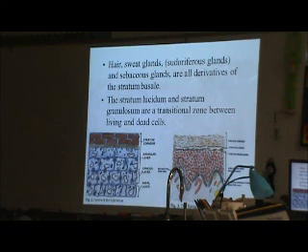Stratum basal is the synonymous term for the stratum germinativum. They're interchangeable. So they're coming off of the stratum basal? They're not coming off of. They are being produced by the stratum germinativum. Those epithelial cells are actually creating these structures.